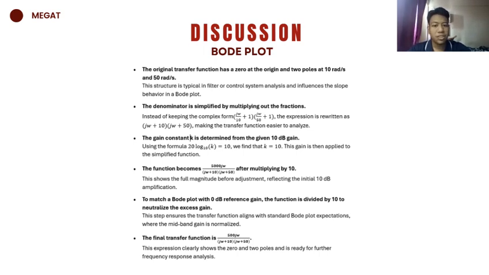Fifth, to match a Bode plot with 0 dB reference gain, the function is divided by 10 to neutralize the excess gain. This step ensures the transfer function aligns with standard Bode plot expectations, where the mid-band gain is normalized. And finally, the final transfer function is 500 jω over (jω plus 10) and (jω plus 50). This expression clearly shows the zero and two poles and is ready for further frequency response analysis.